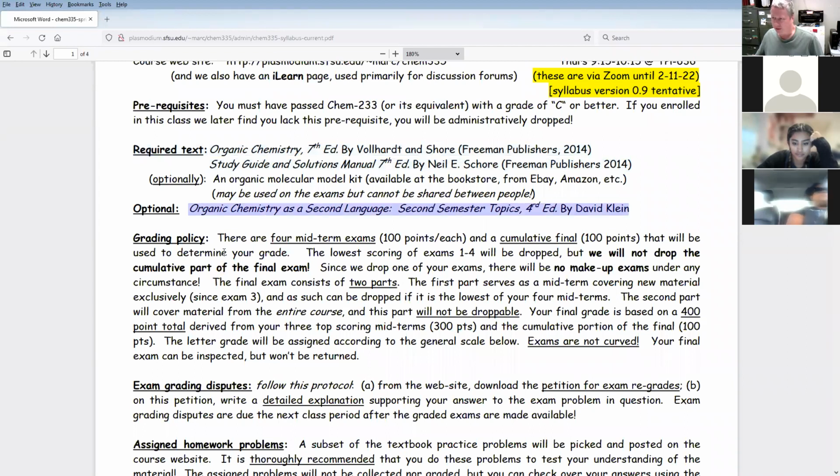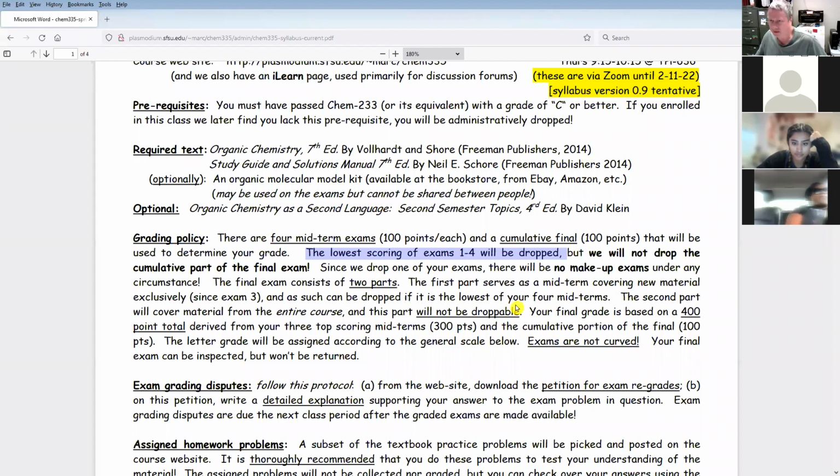I'll show you the schedule in a little bit and how we do the exams. But if you took my Organic 1, it's the exact same way. Basically, there's 4 midterms that are 100 points each, and we have a cumulative final that's 100 points also. Kind of like 5 exams. The last midterm and the final are on the same day. It's like a double final, basically. And we drop the lowest of exams 1 through 4, but we don't drop exam 5.